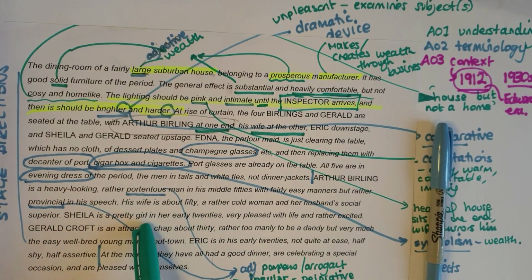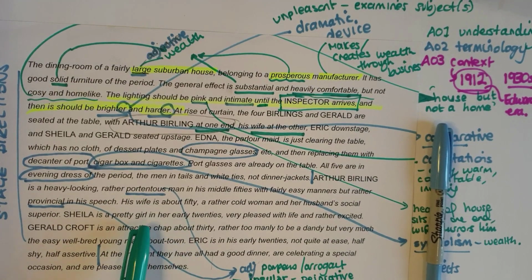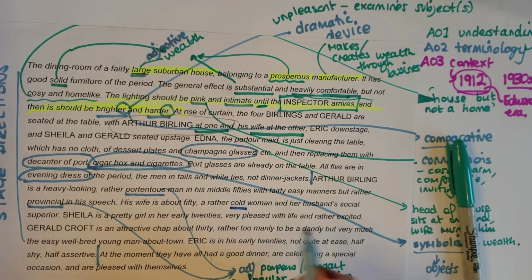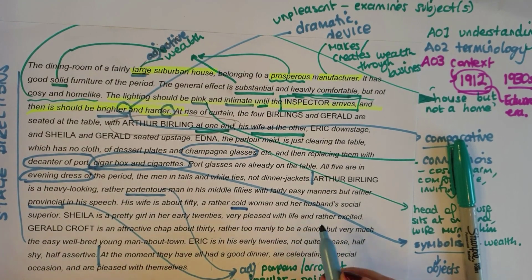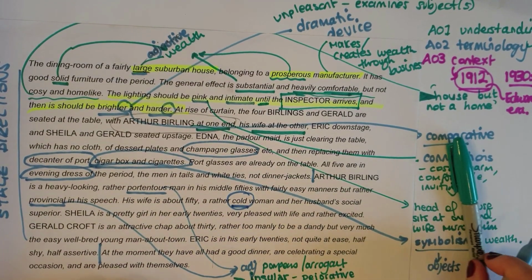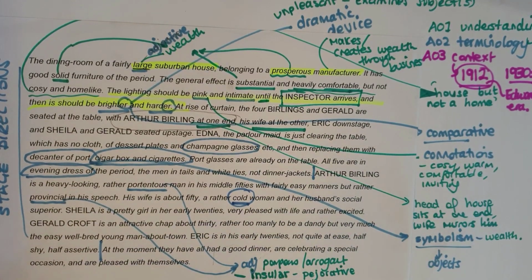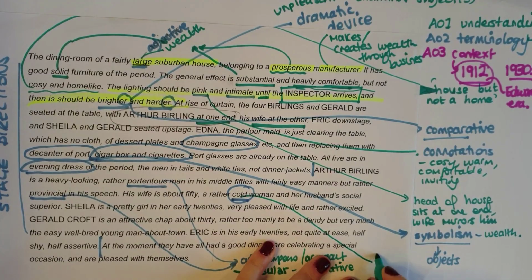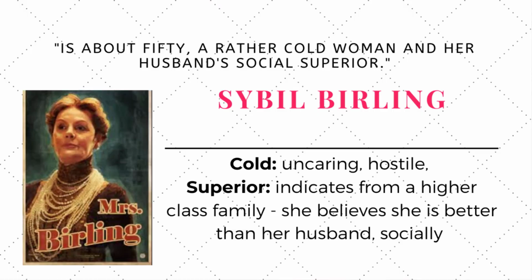Then you've got Mrs. Birling. So this is the first quote you should be citing about her. His wife is about 50, a rather cold woman, and a husband's social superior. Right, cold. Obviously, we know that doesn't just mean temperature cold. Reading into the adjective cold, this means that she could be unkind, uncaring. There's nothing worse than meeting a cold person. They're hard to talk to. They generally don't connect very well.